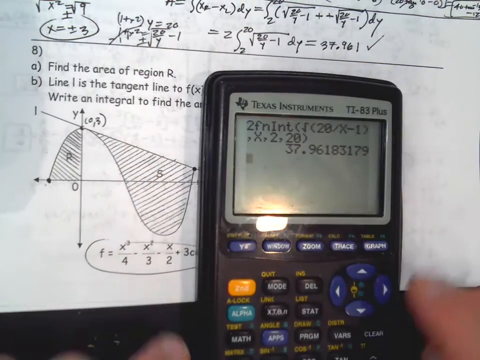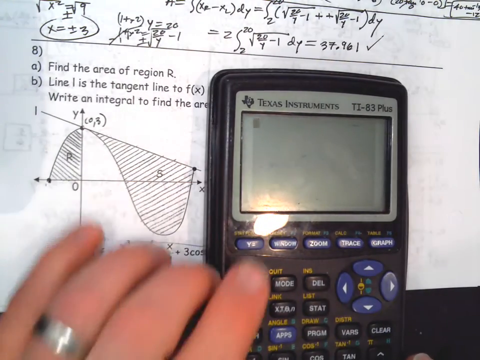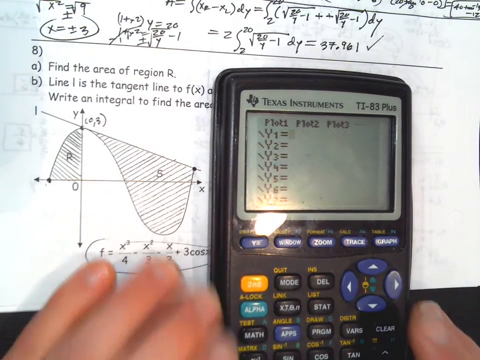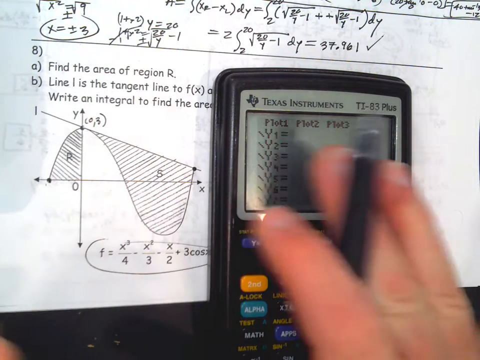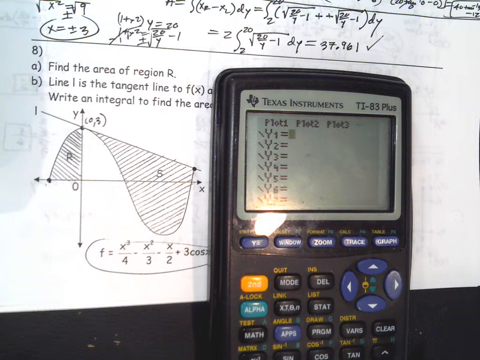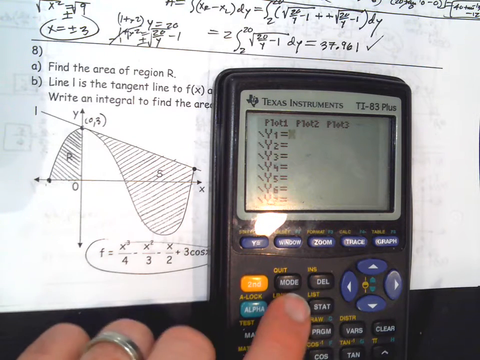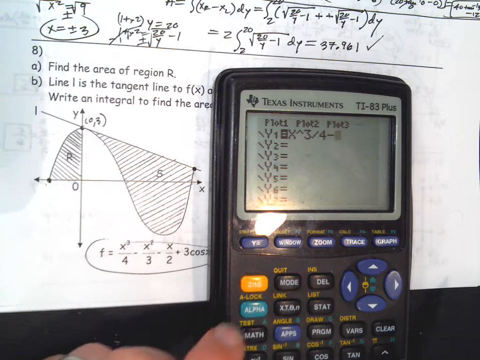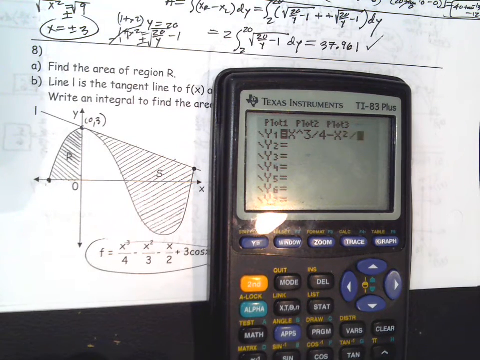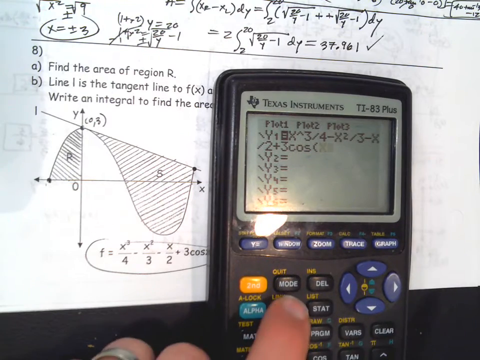I'm going to go ahead and put this whole graph in my graphing calculator, because I am interested in looking at the graph. If all I'm going to do is integrate the function, I'm not going to bother to enter it into the graphing menu. That's just extra time. But I think we're going to need this for several things. X to the third divided by 4 minus x squared divided by 3 minus x divided by 2 plus 3 cosine x, better be in radian mode.